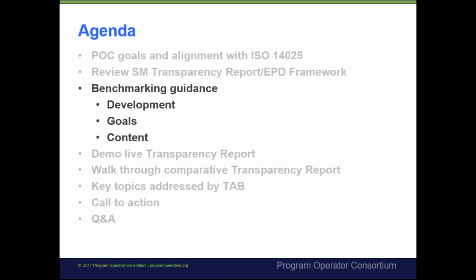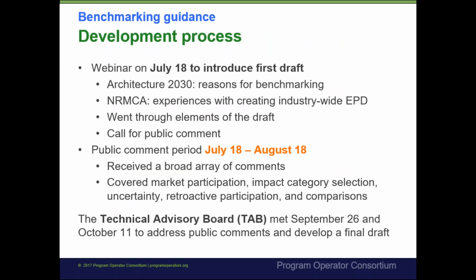So now we'll transition to talking about benchmarking guidance. So it includes how we developed it, why we developed it, and what's in it. The first time we introduced the guidance was during a webinar in July, where Aaron from Architecture 2030 talked about the reasons for benchmarking. James from NRMCA talked about his experiences with creating an industry-wide EPD. And we went over the first draft and put out a call for comment. And then that public comment period lasted for a month.